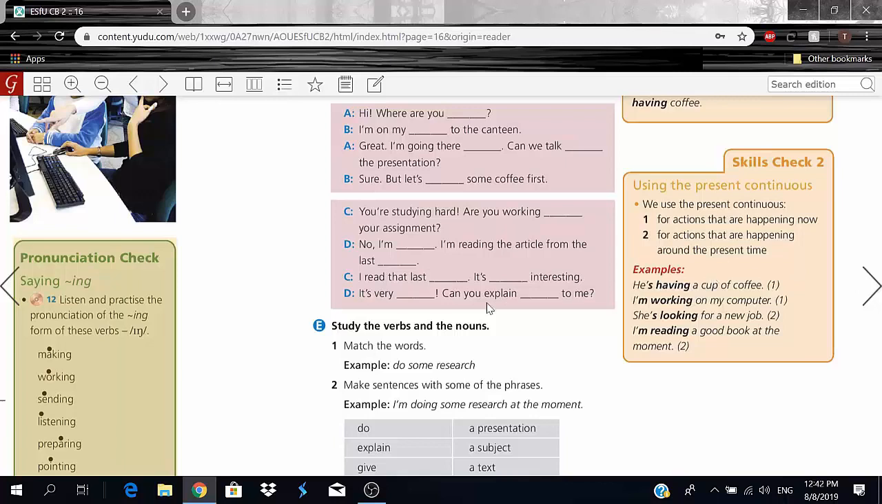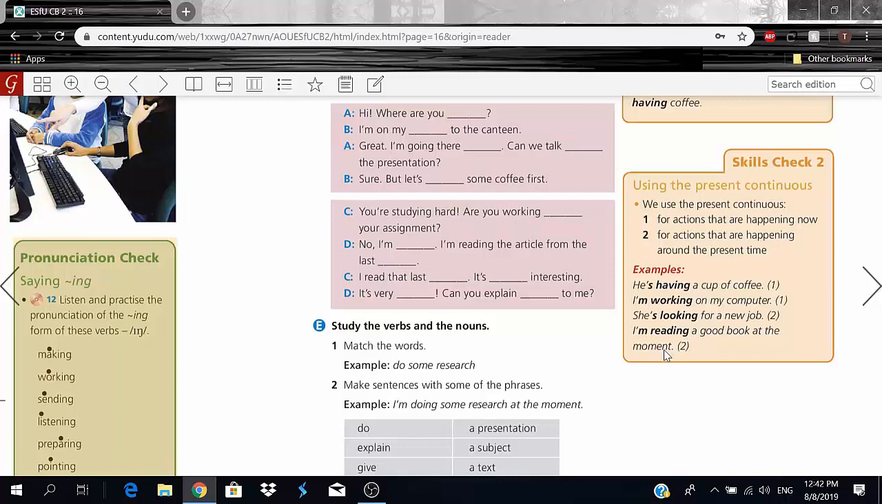We have examples. He's having a cup of coffee. So he's not about to have a cup of coffee. He's having it right now at this moment. I'm working on my computer. That's actually exactly what I'm doing right now. So I'm exactly working right now on my computer.